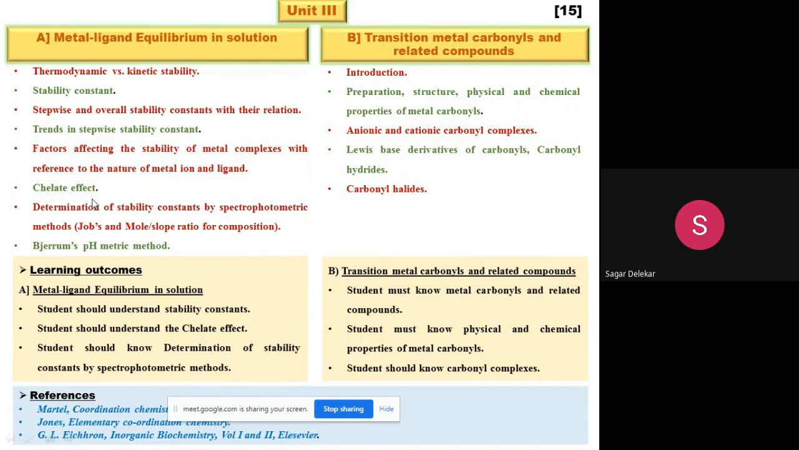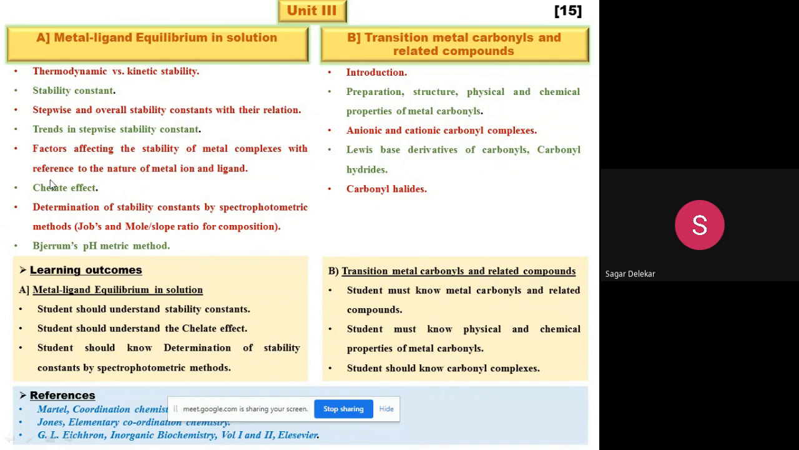Then in chelate versus non-chelate, one also considers the number of chelate rings involved in a complex. And the third important thing is how many atoms are involved in a chelate ring. If the bidentate ligand is saturated, then usually a five-membered ring is more stable, because of less strain. But if the ligand is unsaturated, a six-membered ring is more stable because of delocalization.